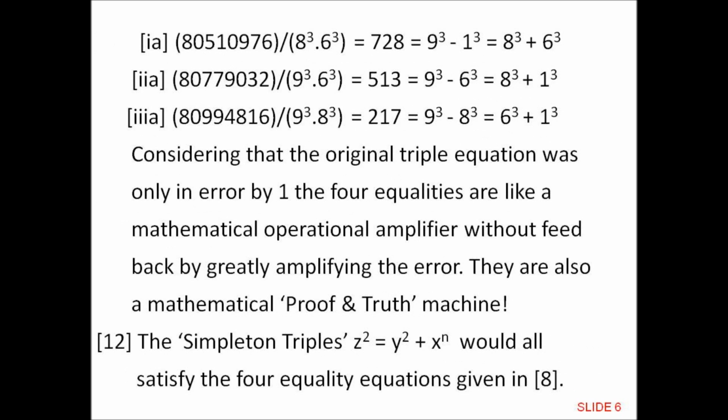1, 2 and 3a clearly demonstrate that the three unequal numerical results obtained reduce in a numerically logical way to produce the original cubic quadruple, including the 1 cubed we ignored in the first place. Considering that the original triple equation was only in error by 1, the four equalities are like a mathematical operational amplifier without feedback. By greatly amplifying the error, they are also a mathematical proof and truth machine.